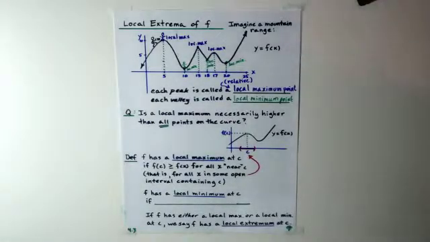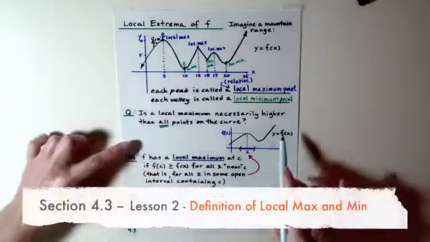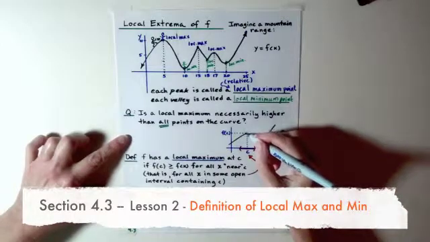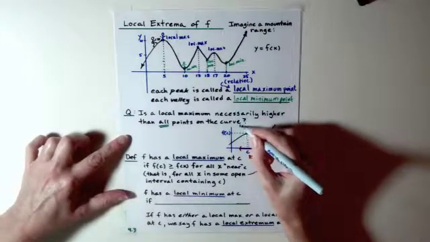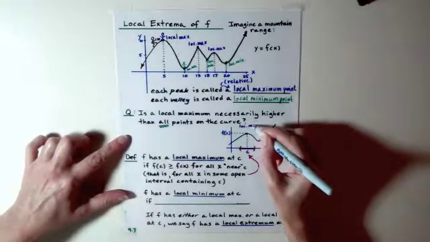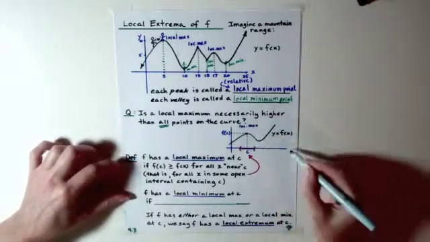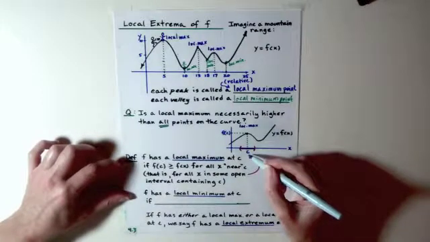So let's try to define local maximum a little bit more precisely by looking at this picture that's right here. I can see from the picture that this does look to be a place where I would have a local maximum, and it's at a point corresponding to an x value of c.